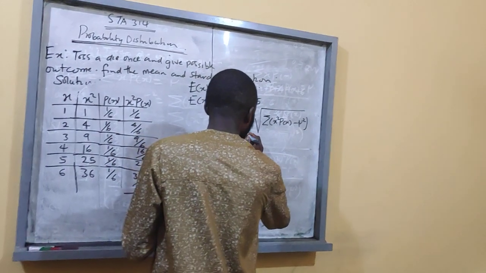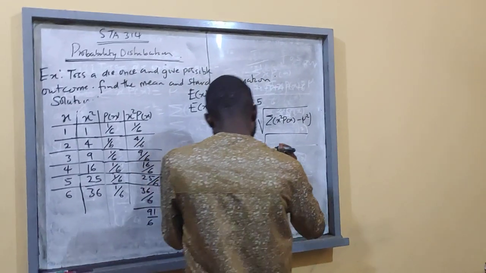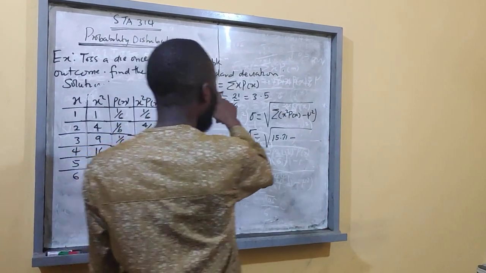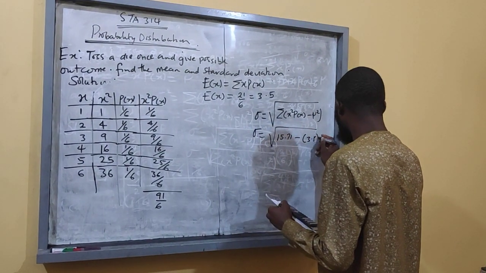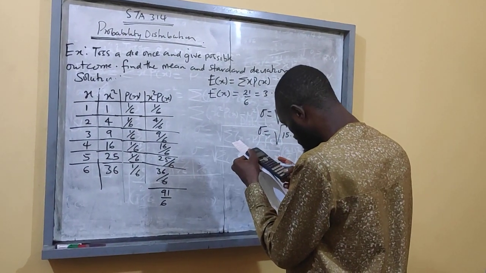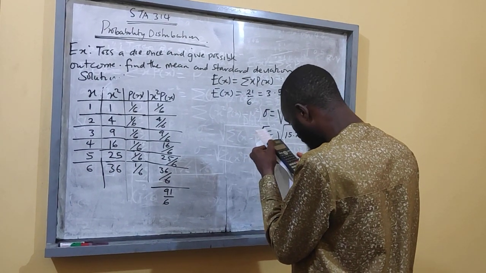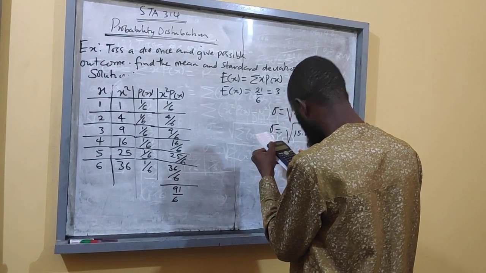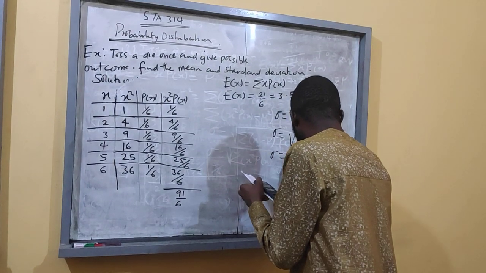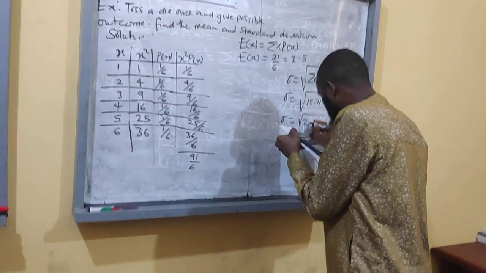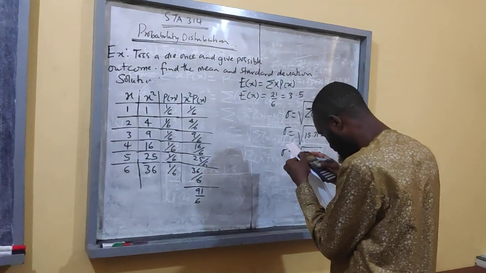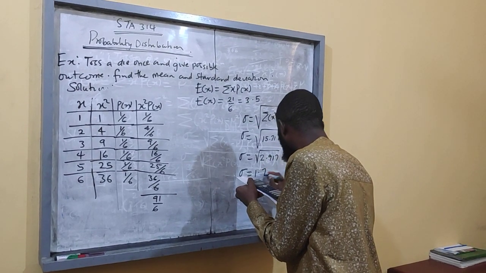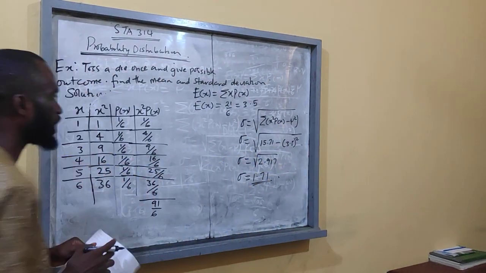It means I'm going to have the standard deviation equals the square root of 15.17 minus my mean, my expectation, 3.5 squared. Everything gives me the square root of 2.917. And what is that? The square root of the answer. My standard deviation is 1.71.